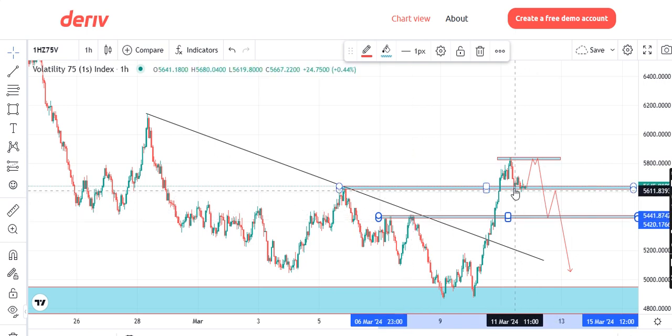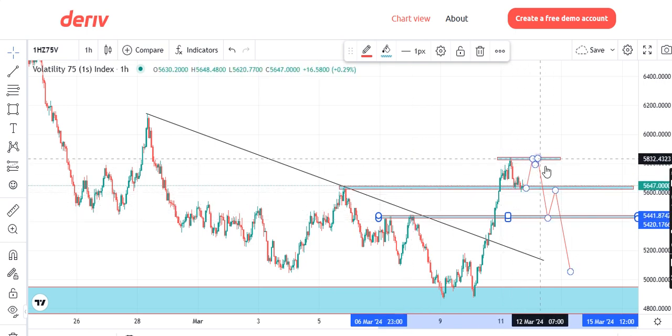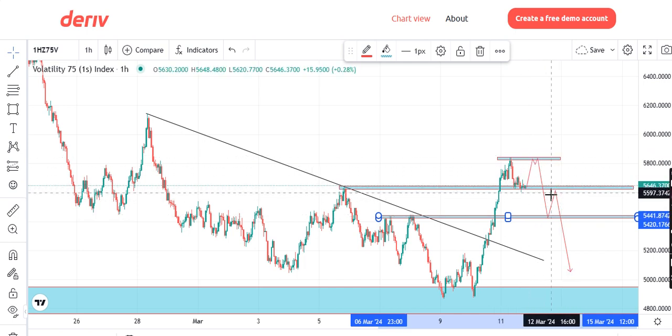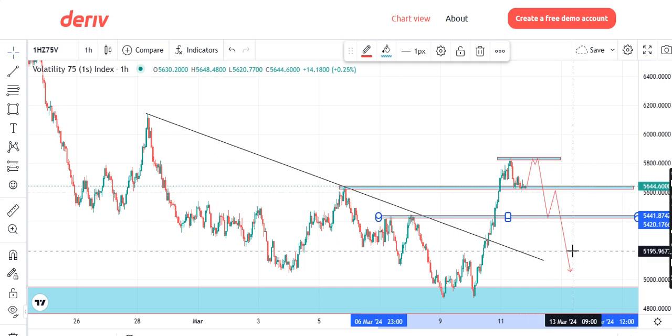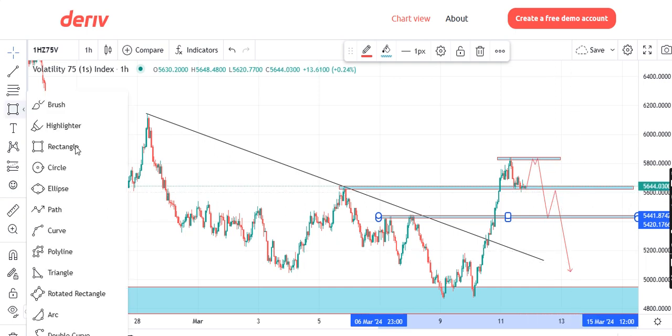So from here, after we have this formation of a nice double top formation right here, we can now expect the market to come and retest this area right here, then continue to fall to the downside. And now right here is going to be this level, guys.